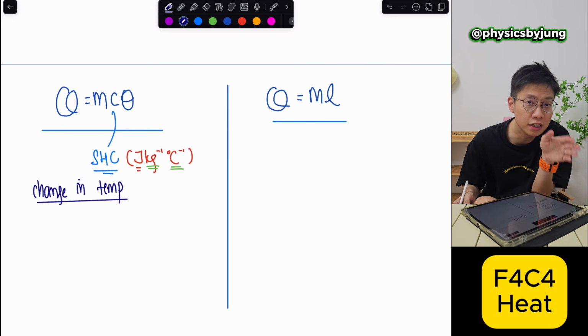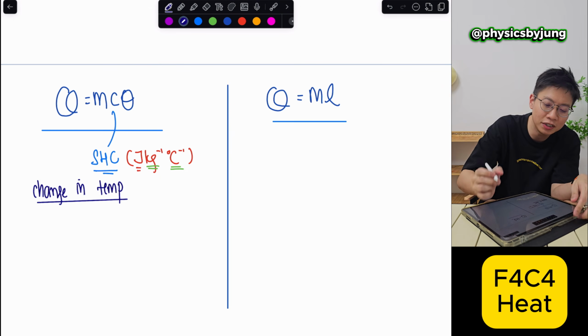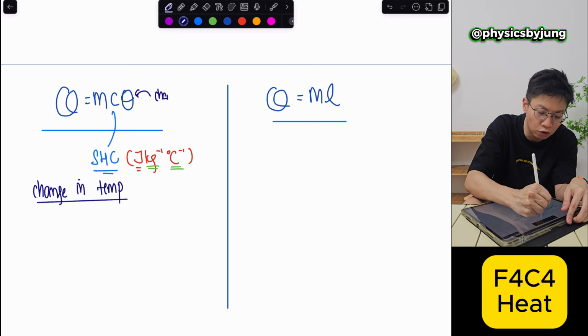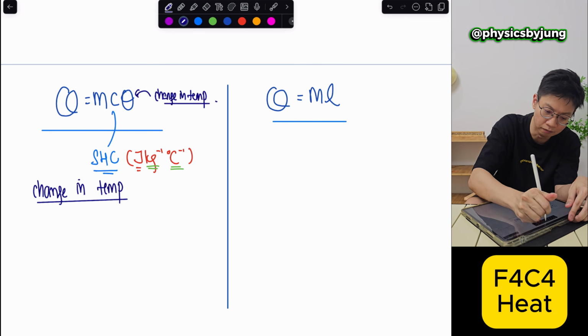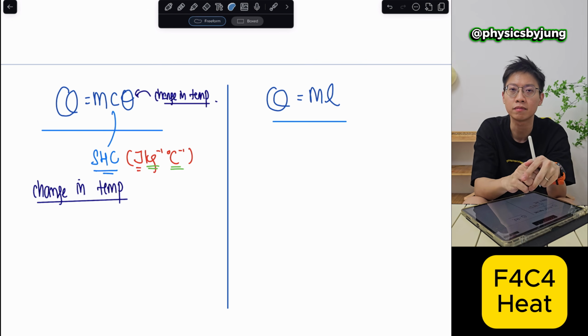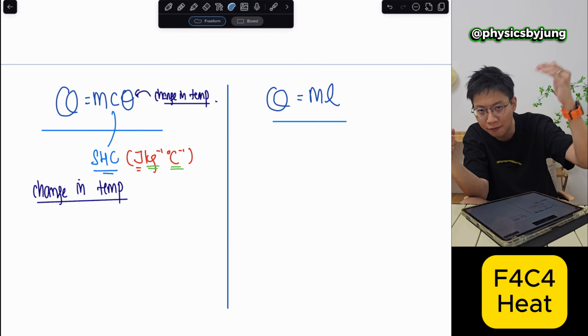Like 30 degrees Celsius become 70 degrees Celsius. Okay, so change in temperature, obviously we use specific heat capacity. Like your theta, that is also your change in temperature. So fun fact, guys, for this theta, there is no negative one. Go up, you take big minus small. Go down, you also take big minus small.